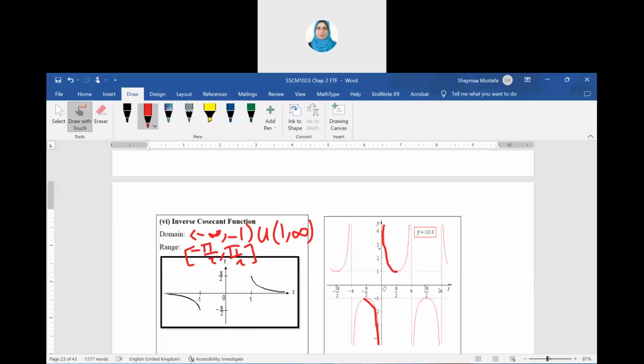So for any function, all the trigonometric functions are not one-to-one on their domain. So you have to restrict the domain to make the function one-to-one.